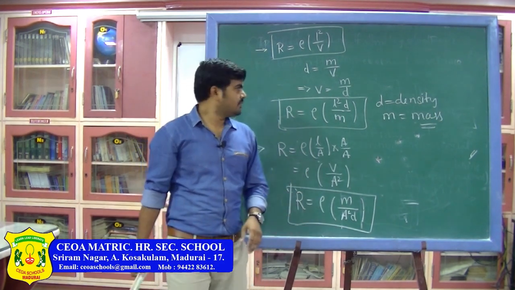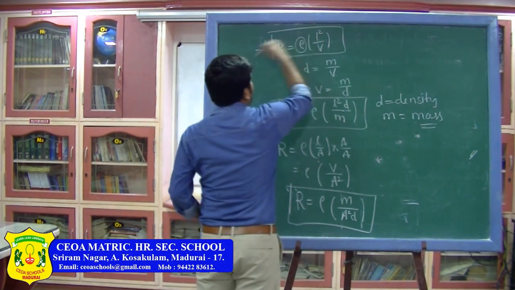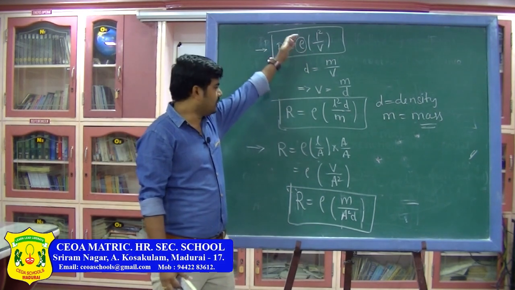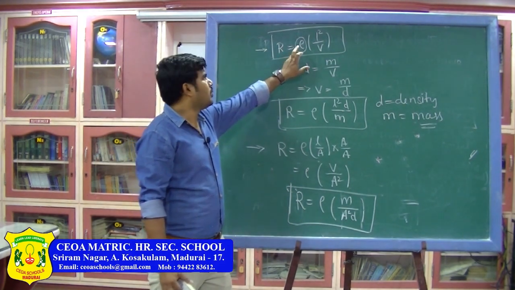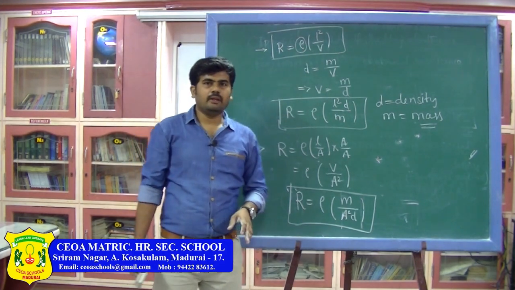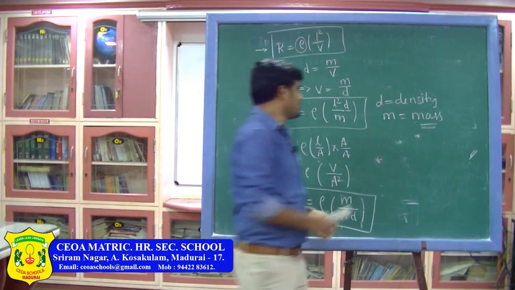Now, let us move on to the next concept, that is electrical resistivity and its definition. So far we have been using electrical resistivity in all equations. Now, let us see what exactly the meaning of electrical resistivity of the material is and on what factors it depends. Let us discuss that concept.